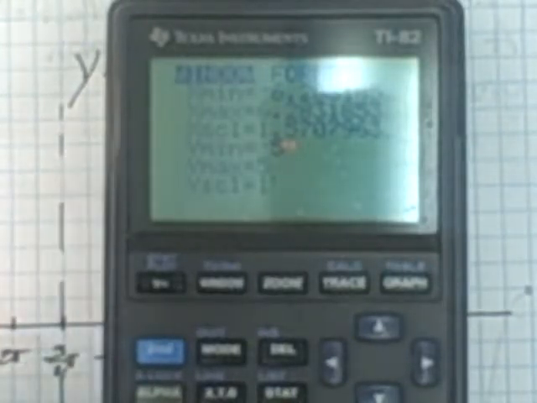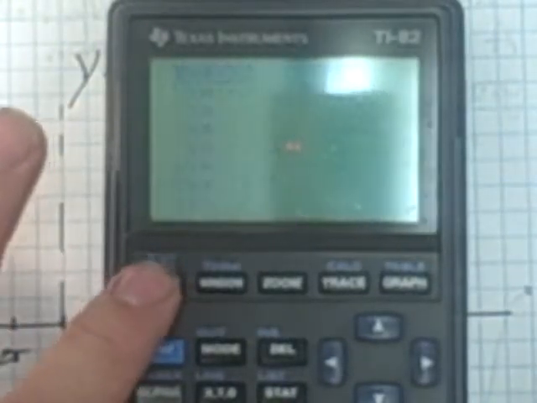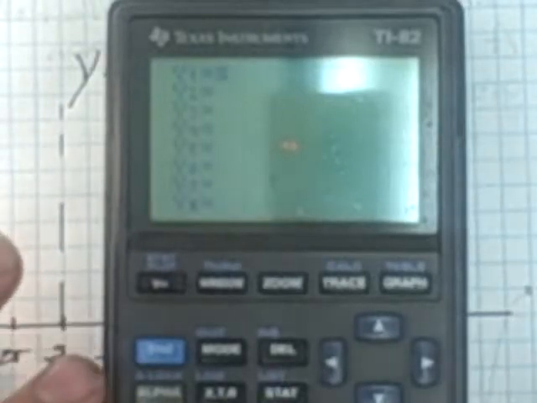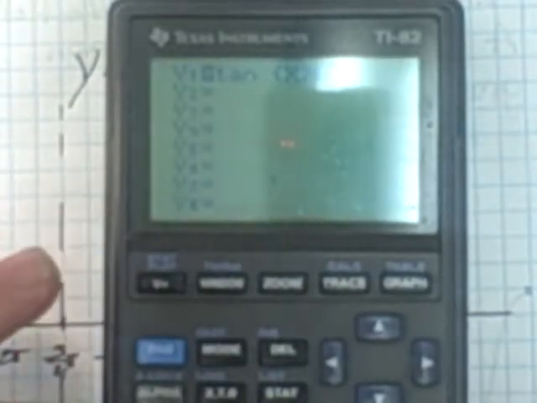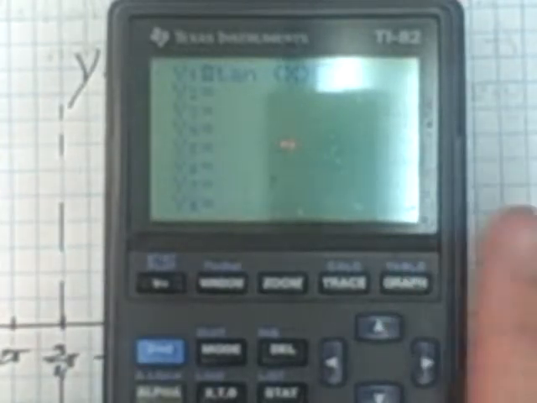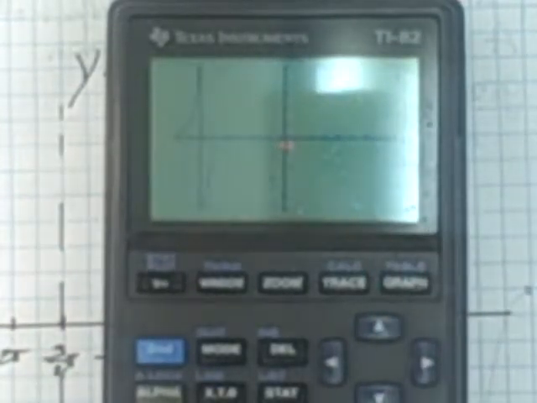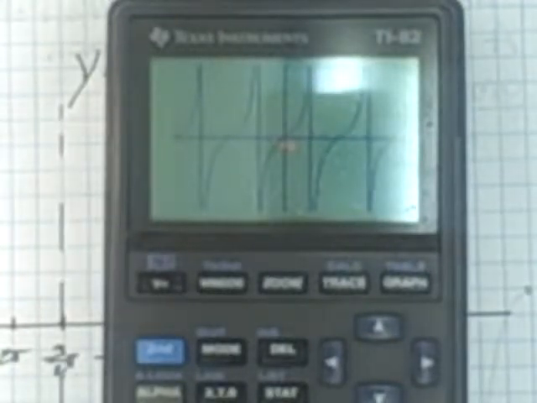So let's first start with our basic graph. So hit y equals and go tan bracket x, close the bracket. And let's graph that to remind ourselves what it looks like. So there is the regular looking tan graph.